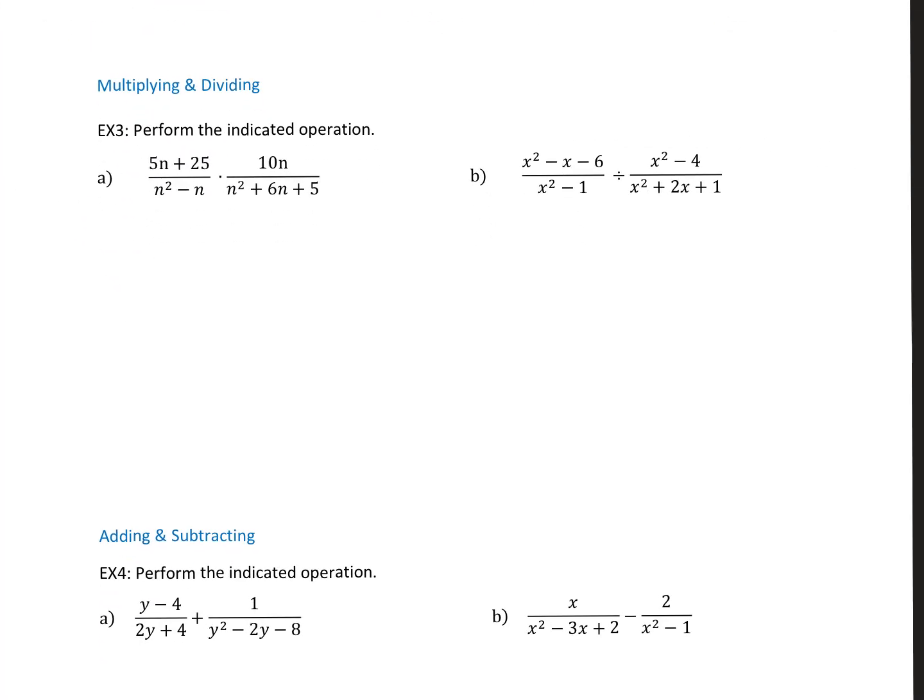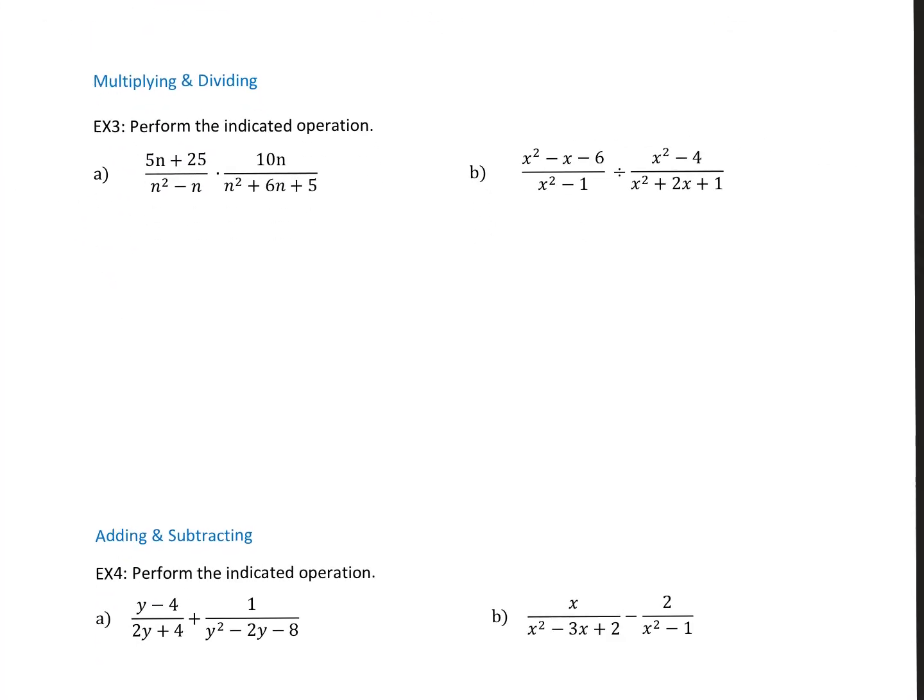All right, so let's take a look at some other things, multiplying and dividing. Example 3, perform the indicated operation. Okay, so for part A, what is the indicated operation? It's multiplication. So what is my plan? Well, first I'm going to simplify or factor out each of the terms. So simplify, simplify, simplify, simplify, and then see if anything can cancel before I try to multiply. Again, if you can simplify first, that keeps things from getting too large.